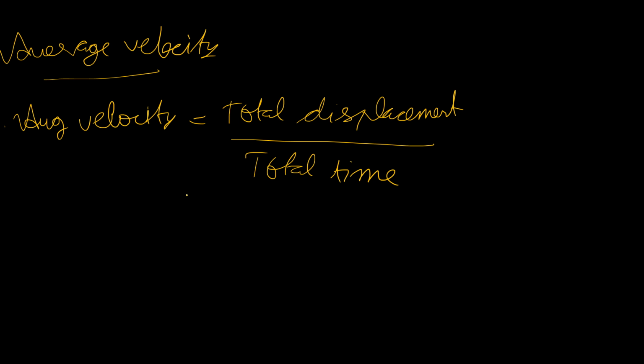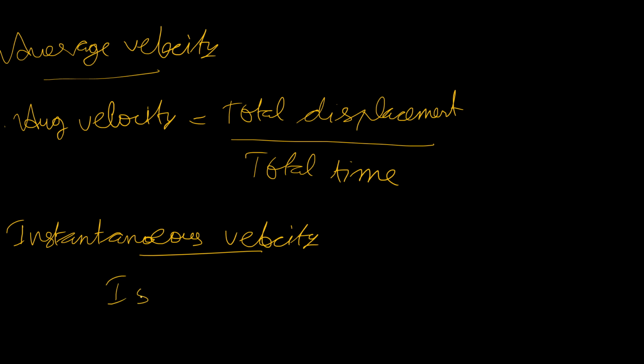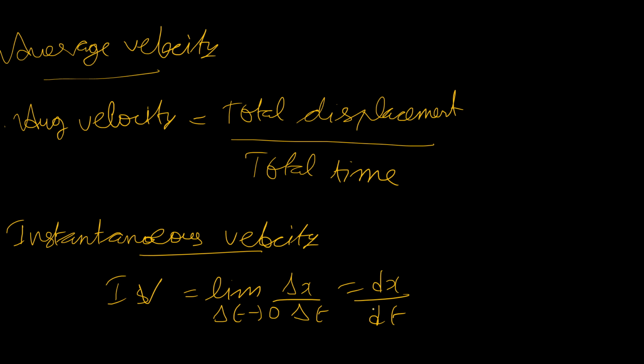Okay. The next thing that we need to know is instantaneous velocity. Same equation, just a small difference, because instead of distance, it's displacement. That's it. Instantaneous velocity is equal to limit delta t tends to 0, delta x by delta t, where delta x means displacement. I have told you s or delta x, which is equal to dx by dt.